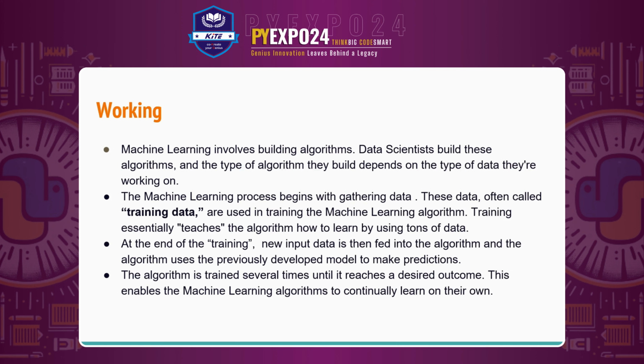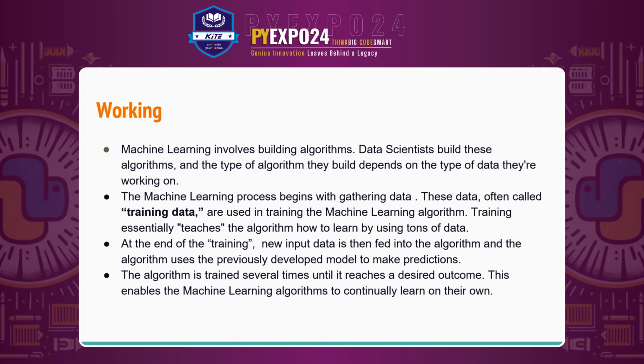The foremost process in machine learning is gathering data, which can be called training data. Training teaches the algorithm to learn by using tons of data. After the training is given, new input data is fed to the algorithm to make its predictions. The algorithm is trained many times until it reaches the desired output.